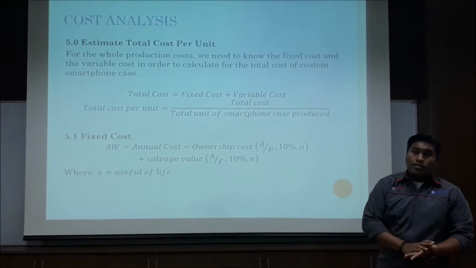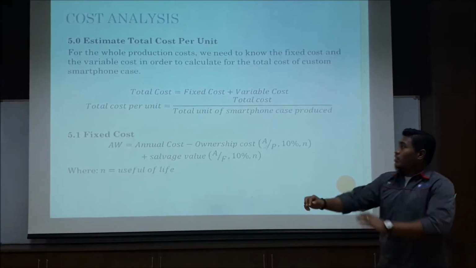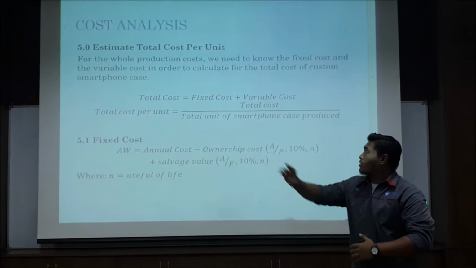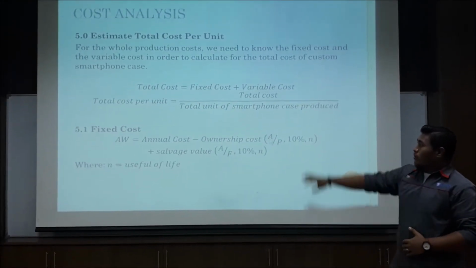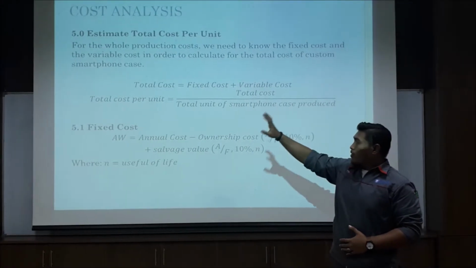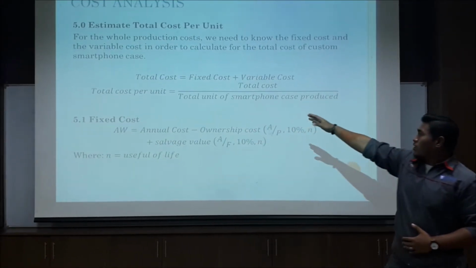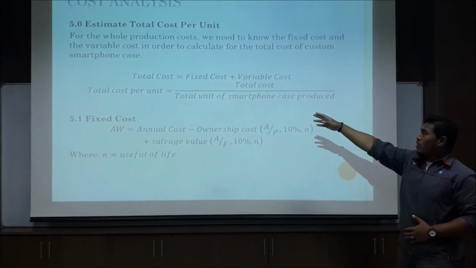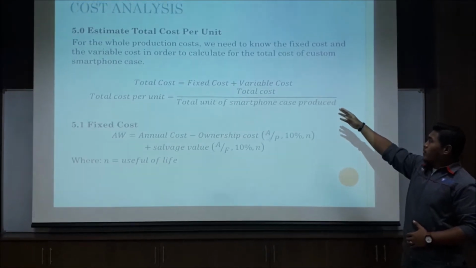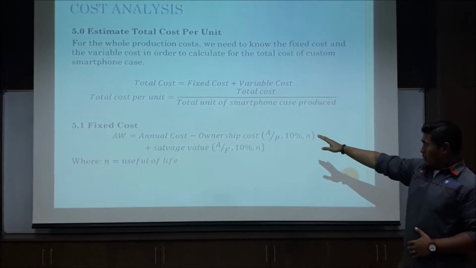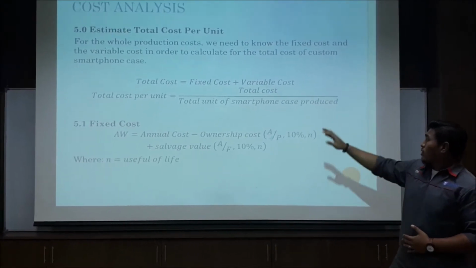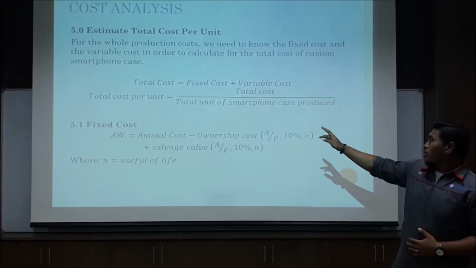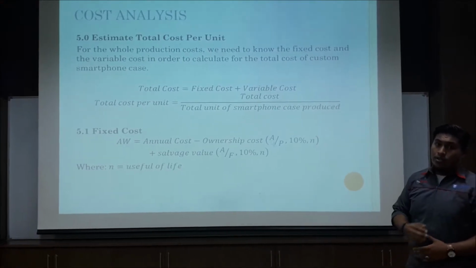Okay, the next one is cost analysis. The first one is the estimated cost per unit. For the estimated cost per unit, we can use this formula. Total cost equals fixed cost plus variable cost, and total cost per unit is the total cost divided by the total units of smartphone cases produced, or quantity.